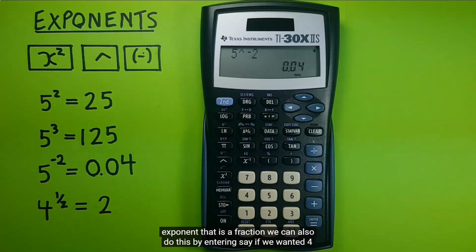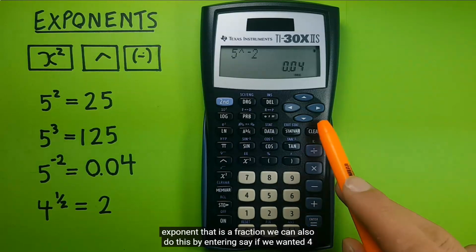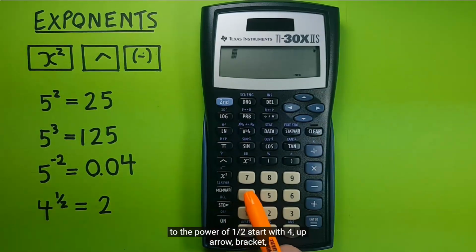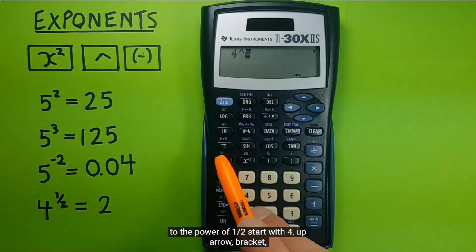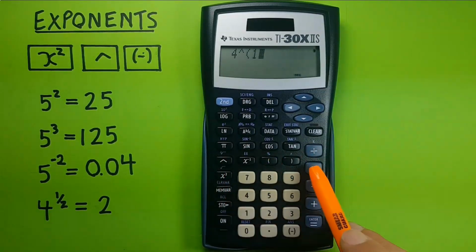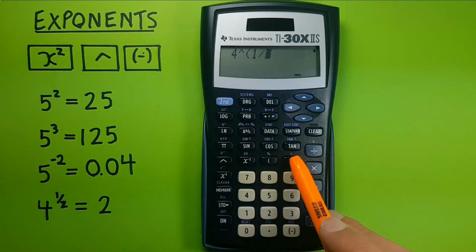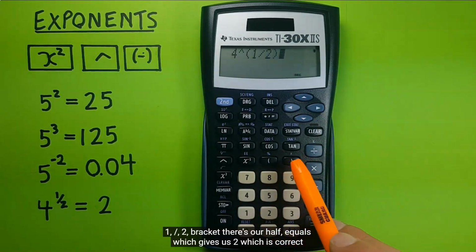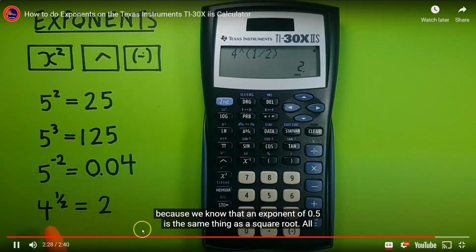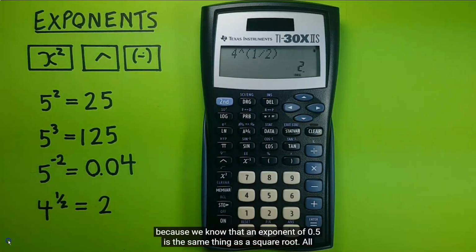If we wanted to do an exponent that is a fraction, we can also do this by entering, say, if we wanted 4 to the power of 1/2, start with 4, up arrow, bracket 1 divided by 2, bracket, there's our half, equals, which gives us 2, which is correct because we know that an exponent of 0.5 is.